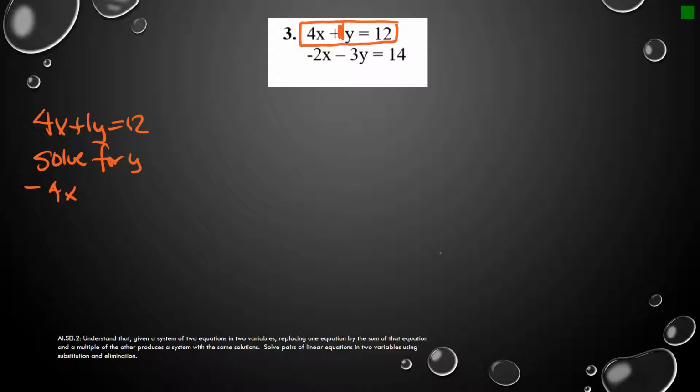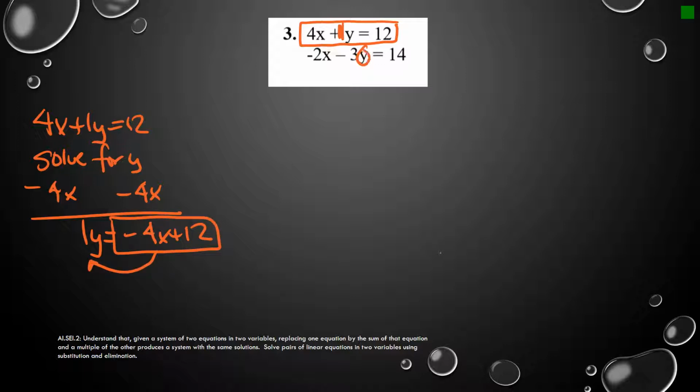So you're going to subtract 4x from both sides. You get 1y equals negative 4x plus 12. So that's the expression that's going to go in for y on the other equation. So you go back up here, negative 2x minus 3y equals 14. You're going to take that y out, and you are going to substitute in negative 4x plus 12. So when you distribute, you get negative 2x plus 12x minus 36 equals 14.